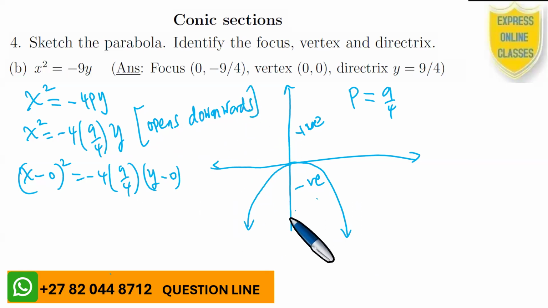Opens downwards. But now, as it opens downwards, we'll have our focus, which is sitting here. According to this, it is exactly the 9 over 4, but this 9 over 4 is at the bottom, so it's going to be exactly 0 and minus 9 over 4 for the y. So we continue. Then there's going to be a directrix.